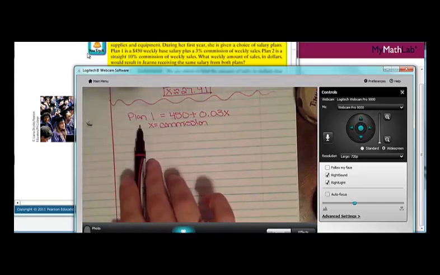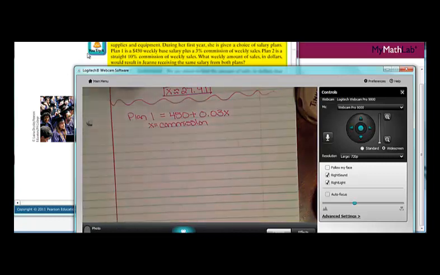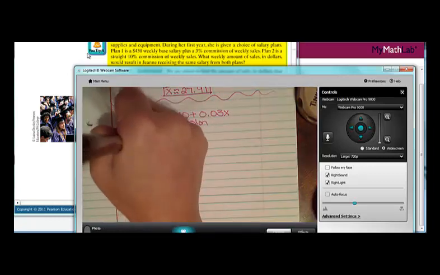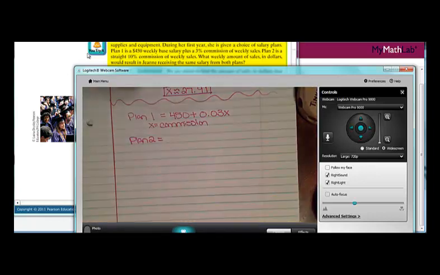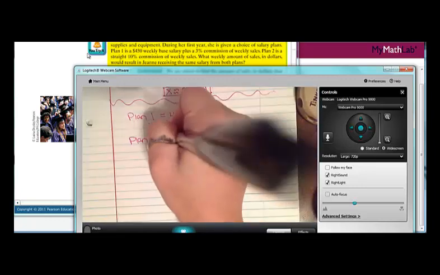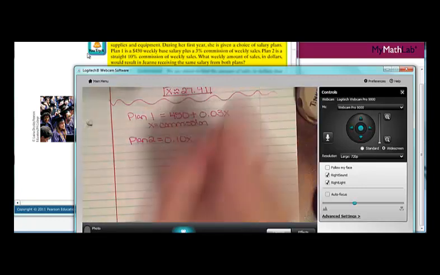Okay, plan 2. Plan 2 is a straight 10% commission of weekly sales. Okay, so for plan 2, she doesn't get a base salary. She doesn't get that $450. All she gets is 10% of whatever she sells. So that means she gets 0.10x. That's it. There's nothing else. So if she doesn't sell anything one week, she doesn't get paid that week.